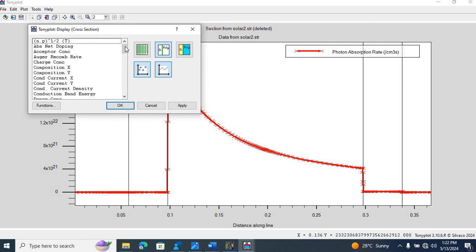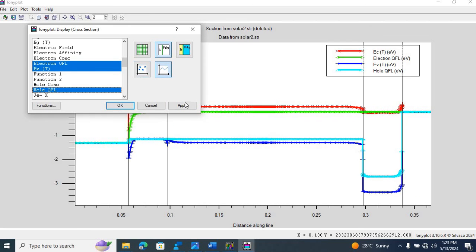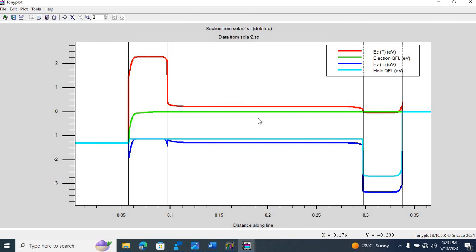I also want to see the energy band diagram of this structure under light conditions. So for that purpose, I disable the photon absorption and I enable the conduction energy level, valence, electron quasi-Fermi level, and hole quasi-Fermi level. And I'm going to disable these asterisks. So now here is the energy band diagram of the structure under light conditions.